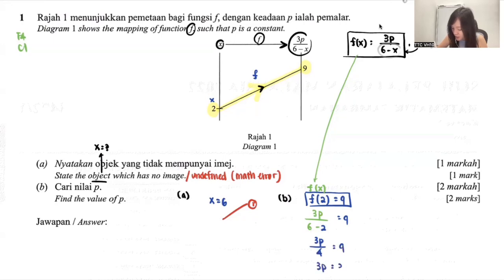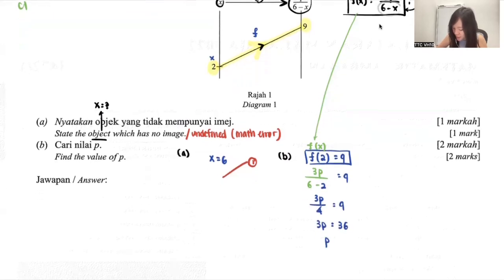Divide, move it over, times. Times, move it back, divide. Are you guys getting the p answer? 12. Ta-da! Here 1 mark, this substitution part 1 mark. So guys, just like that, this question is worth 3 marks. Very easy 3 marks. Move on.